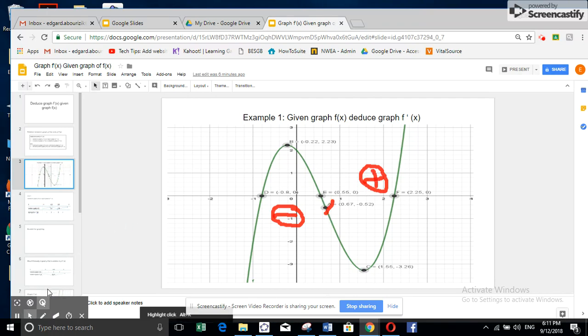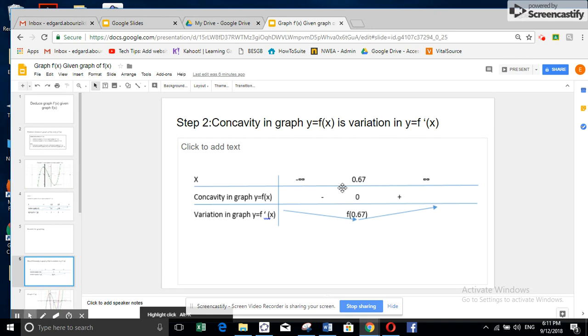So let us go to the graph. As you can see, what I said: minus concavity, 0.67, then positive. This concavity must be variation. What does minus mean? Decreasing. And you have f of 0.67. It's unknown. We cannot know. You can put it wherever you want.